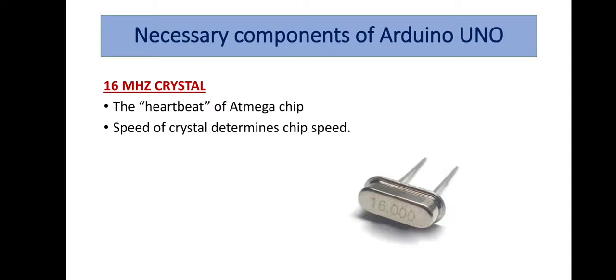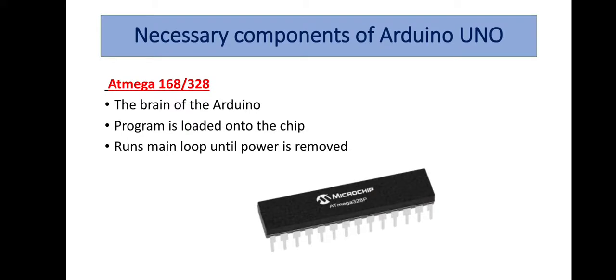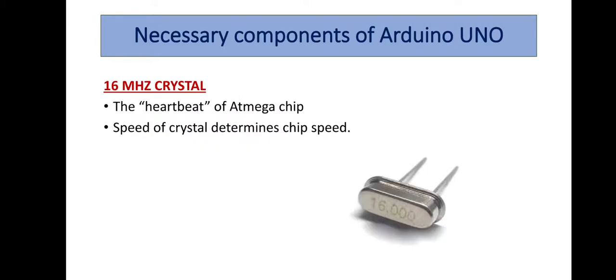Other necessary components are the 16 megahertz crystal. This is like the heartbeat of the 8 mega chip. Earlier we discussed that the 8 mega is like the brain of the Arduino, and the 16 megahertz is the heartbeat, we can say, of the 8 mega chip. So it decides the speed of the chip. The speed of the crystal determines the chip speed.